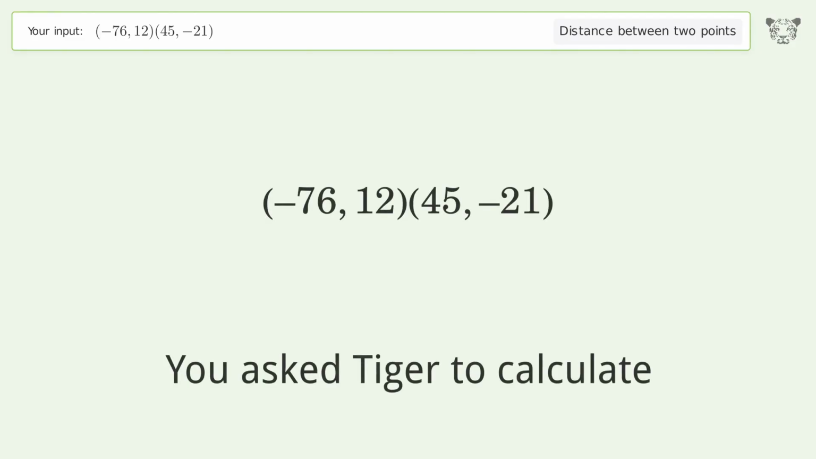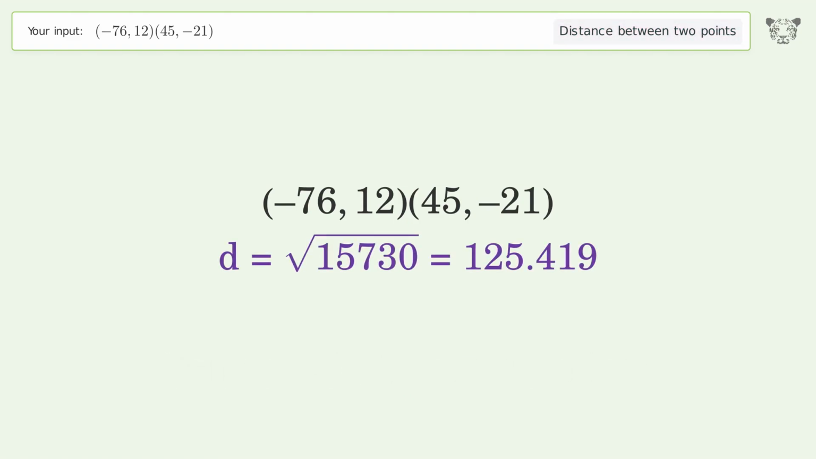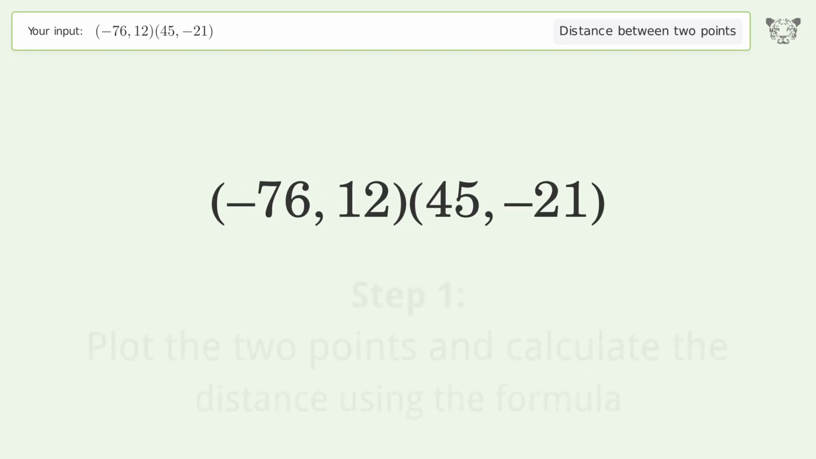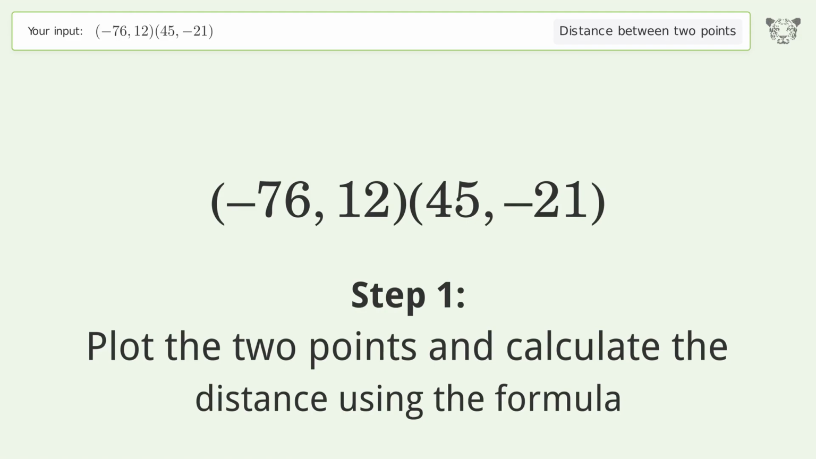You ask Tiger to calculate. This deals with the distance between 2 points. The distance between the 2 points is the square root of 15,730, or 125.419. Let's solve it step by step. Plot the 2 points and calculate the distance using the formula.